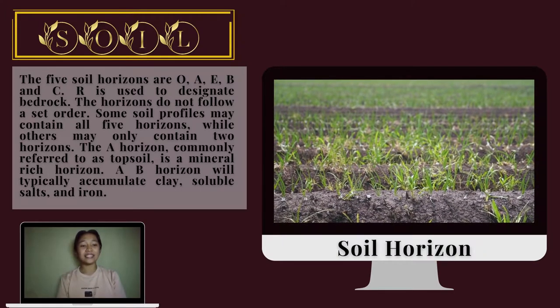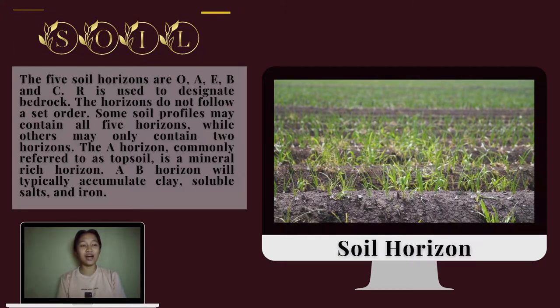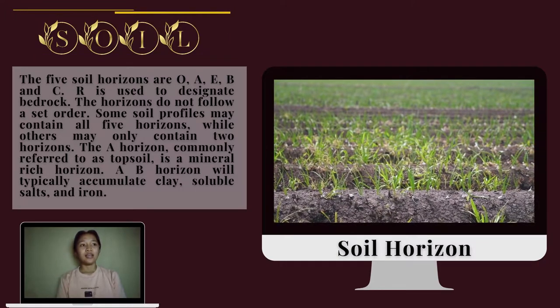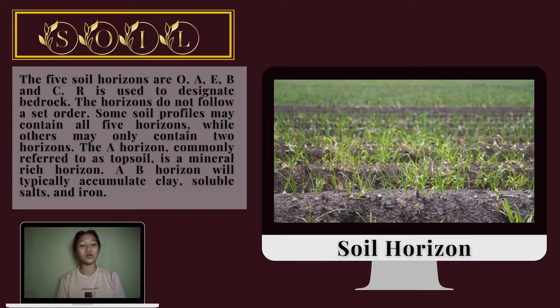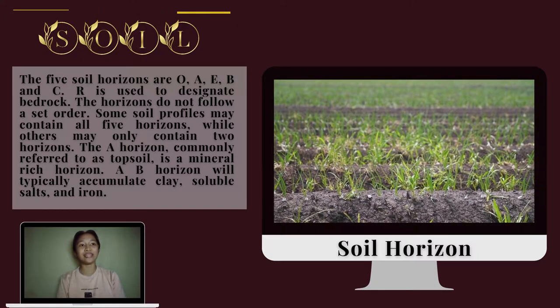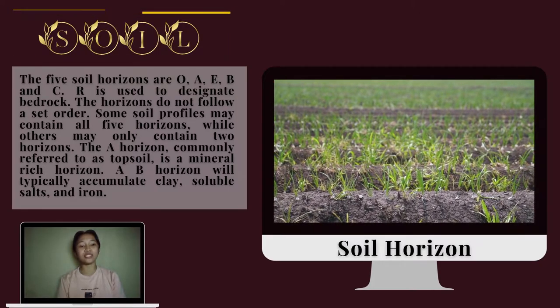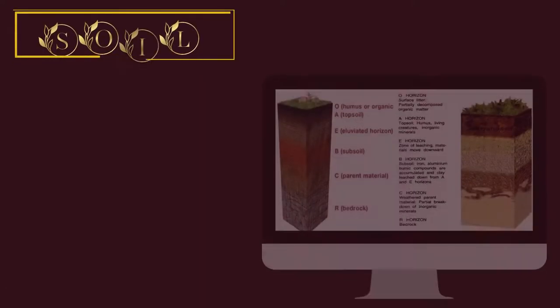The A horizon, commonly referred to as topsoil, is a mineral-rich horizon. The B horizon will typically accumulate clay, soluble salts, and iron.